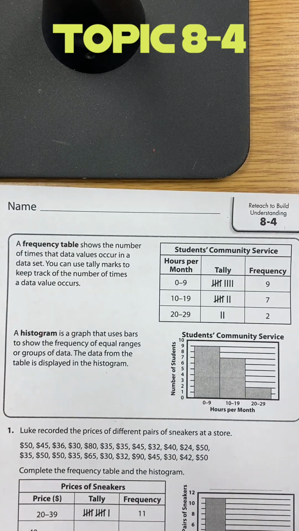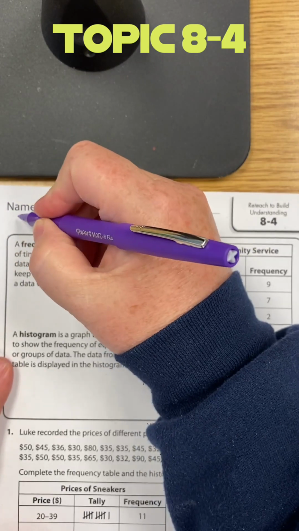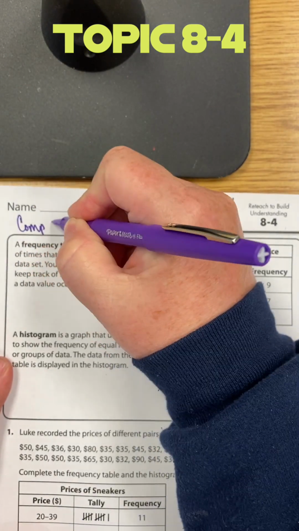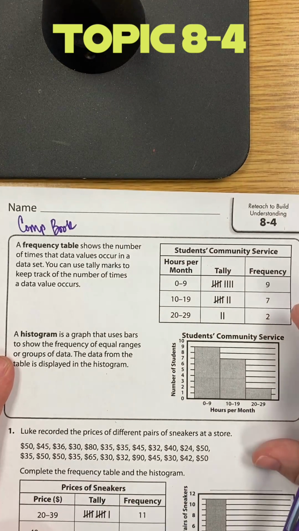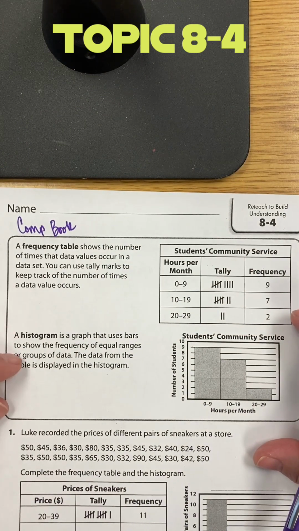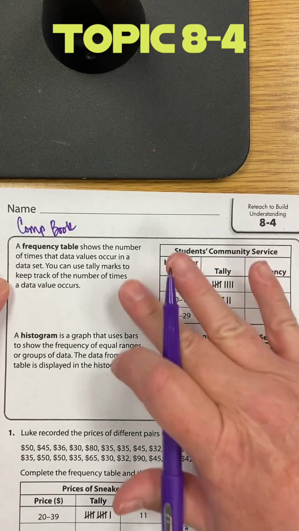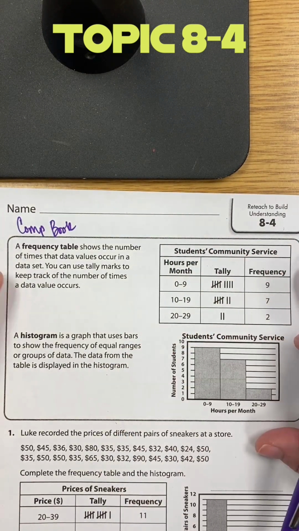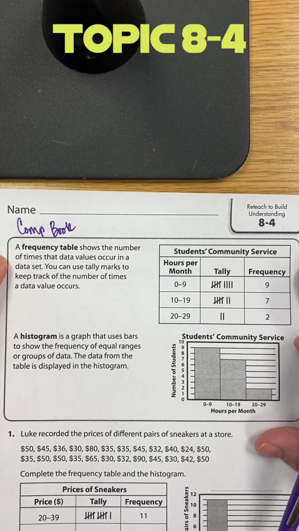Okay, so for today, I want you to put this in your comp book. So a frequency table and a histogram work together, and you can have a frequency table by itself, but you really need the frequency table to be able to make the histogram. So a frequency table shows the number of times that data values occur in a data set. And you can use tally marks to keep track of the number of times a data value occurs.